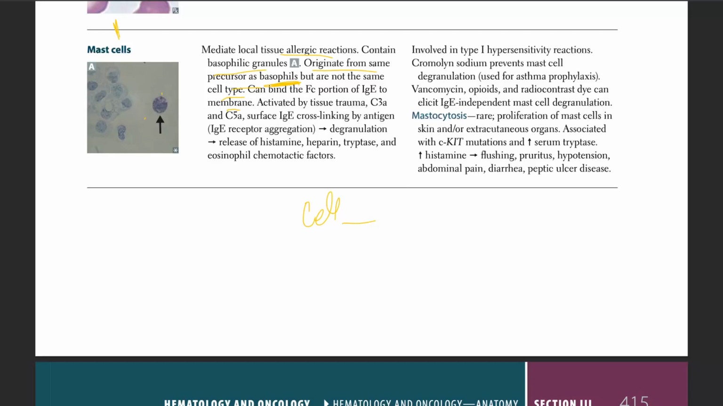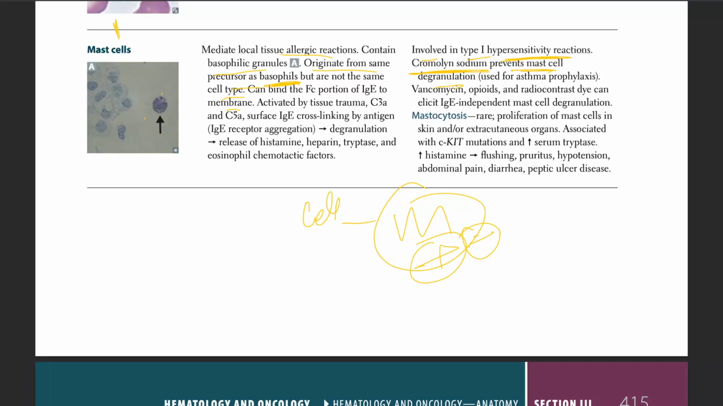It is involved in type 1 hypersensitivity reaction, right? Very important. Cromolyn sodium is a drug that prevents mast cell degranulation. So the mast cell was going to degranulate as soon as it's stimulated, right? So cromolyn sodium inhibits that. It is used in asthma prophylaxis.